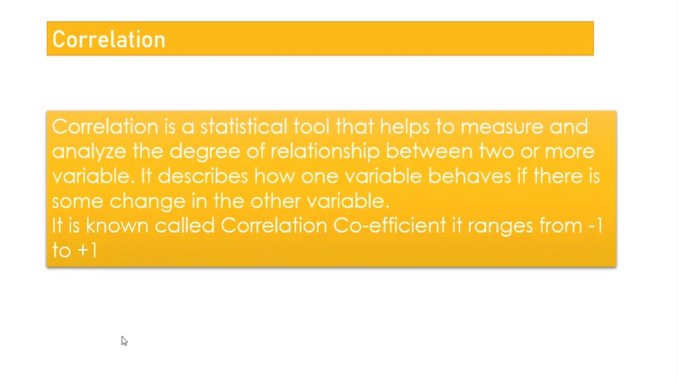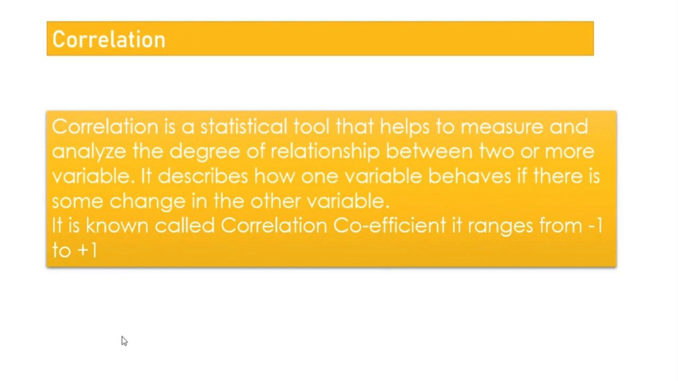So what's correlation? Correlation is a statistical tool that helps to measure and analyze the degree of relationship between two or more variables. So what correlation helps you to check is the degree of relationship between this variable and this variable. That's all. It doesn't bother itself with prediction. It just checks the degree of relationship between this variable and this variable. It describes how one variable behaves if there is some change in the other variable.